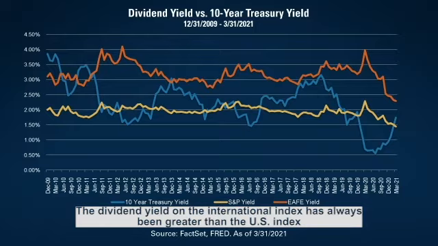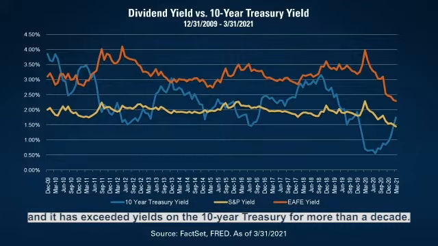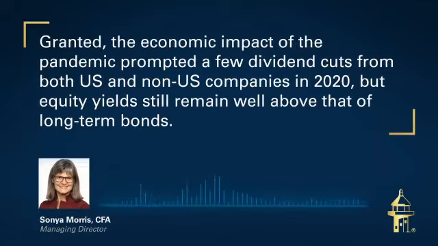The dividend yield on the international index has always been greater than the U.S. index, and it has exceeded yields on the 10-year Treasury for more than a decade. Granted, the economic impact from the pandemic prompted a few dividend cuts from both U.S. and non-U.S. companies in 2020, but equity yields still remain well above that of long-term bonds.